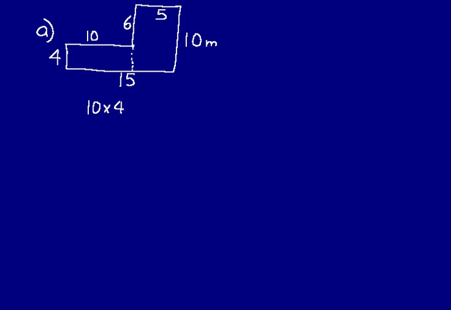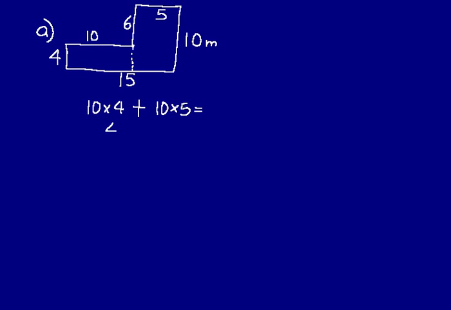And then we'll add the other one onto that. It has a length of 10 and a width of 5. And that M on the right there, that's meters. The units here are meters. And so now let's do our multiplication.